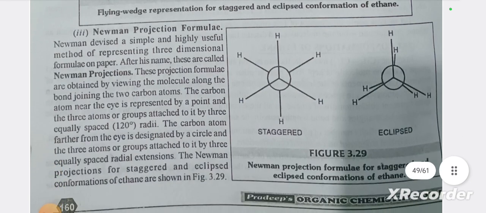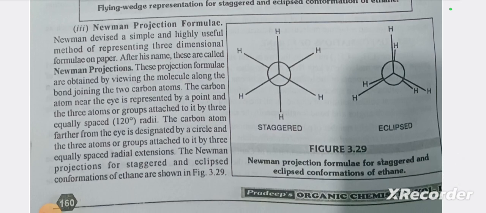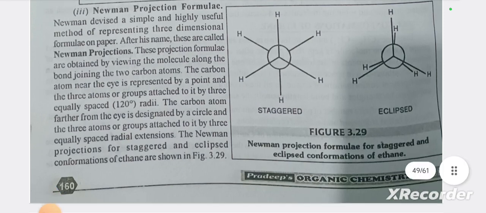Newman projection formula. Newman devised a simple and highly useful method of representing three-dimensional formula on paper. After his name, these are called Newman projections. These projection formulas are obtained by viewing the molecule along the bond joining the two carbon atoms. The carbon atom near the eye is represented by a point and the three atoms or groups attached to it by three equally spaced 120-degree radii. The carbon atom farther from the eye is designated by a circle and the three atoms or groups attached to it by three equally spaced radial extensions. The Newman projections for staggered and eclipsed conformations of ethane are shown in the figure.